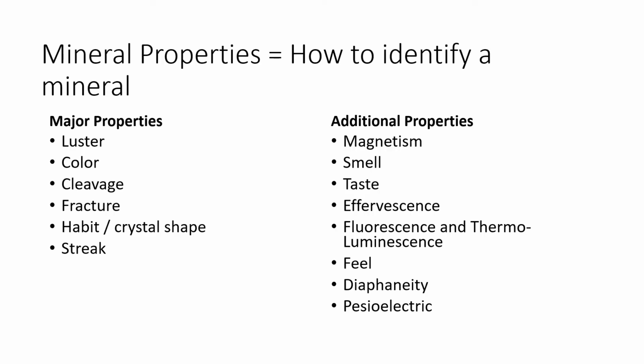So mineral properties is how we identify minerals. We are going to go over these again when we look at our mineral lab, but there are some pretty cool mineral properties out there. So the major properties are luster, color, cleavage, fracture, what we talked about earlier, which was habit, and their streak, which is the color the mineral leaves behind when you rub it on something that is technically harder than it.